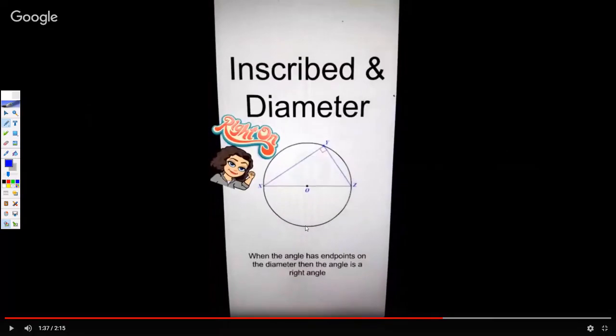Now, here's something really special. We're going to talk about it again. Whenever the inscribed angle is on the diameter, we get 90 degrees. And it makes sense because the diameter is half the circle. Half the circle is 180. 180 divided by 2 will give you 90.